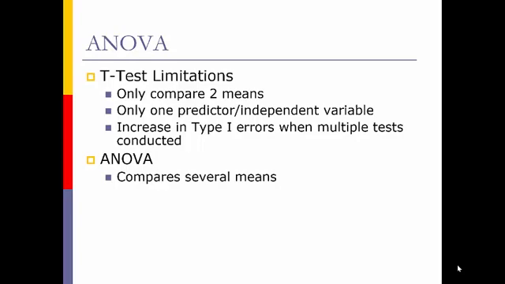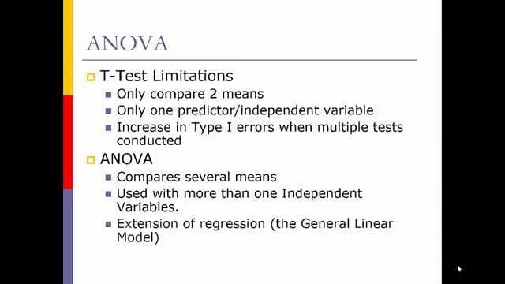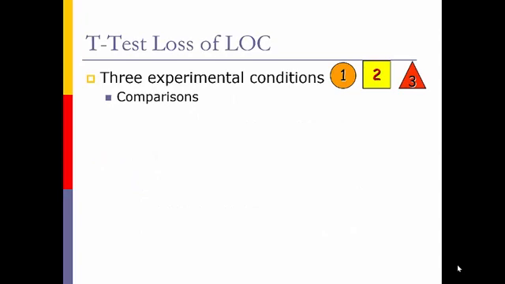First of all, we can compare several means. So if you had 8 or 9 experimental elements that you wanted to compare to a control, you could compare them simultaneously. You can also have more than one independent variable. And ANOVA is generally thought of as an extension of regression, which is why it's called the General Linear Model, GLM. That's what that means. So it's just another version of regression, essentially.